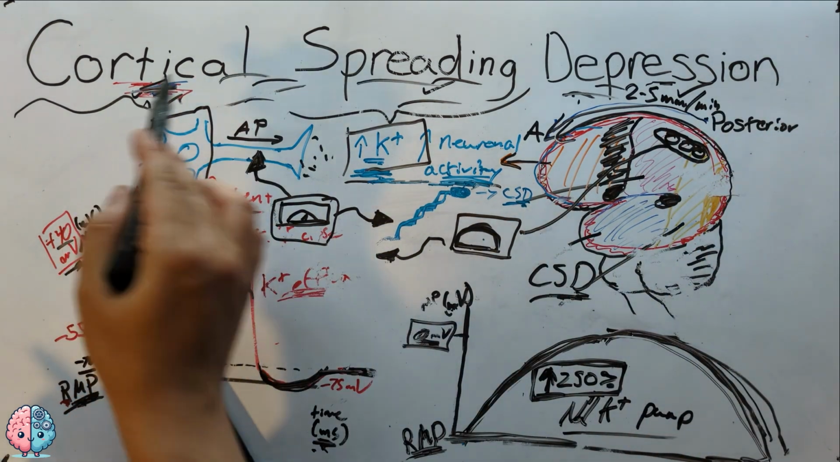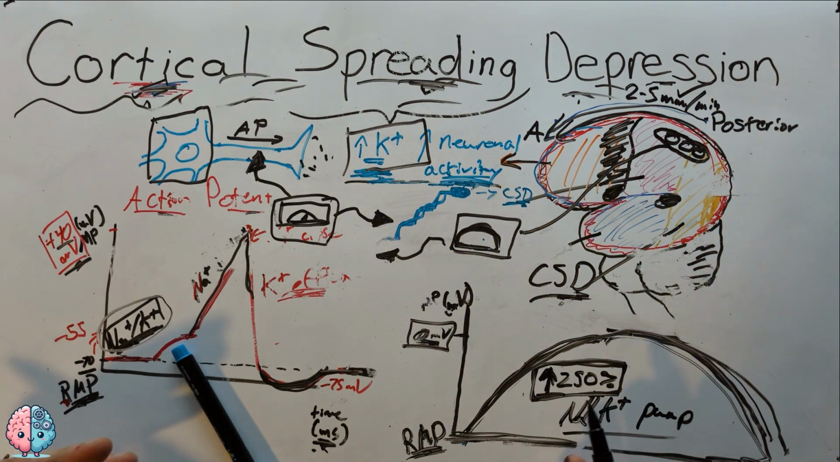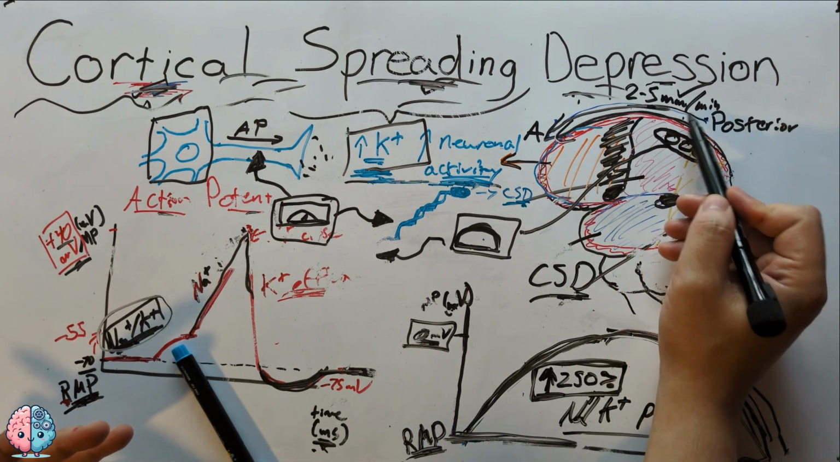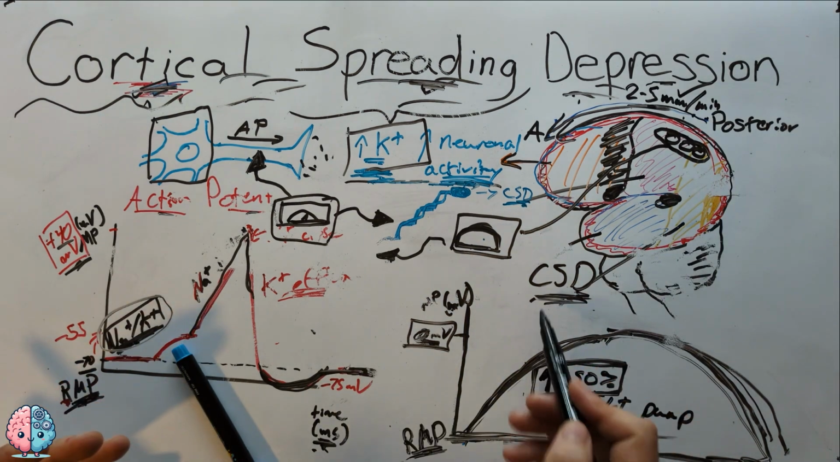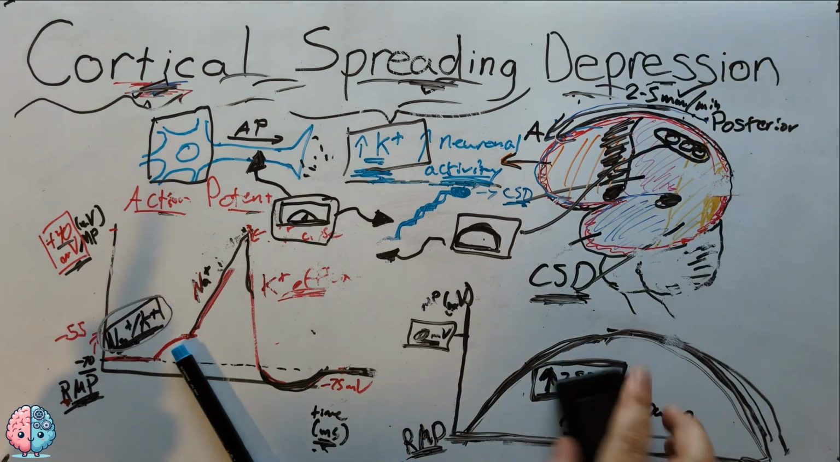Now, we talked a lot about cortical, and we talked a lot about spreading. We know, for instance, that it spreads at a rate of 2 to 5 millimeters per minute. Again, slower than an action potential. The entire duration can last up to an hour or more with cortical spreading depression. It depends on how far it spreads and how long it takes. Let's actually erase this.